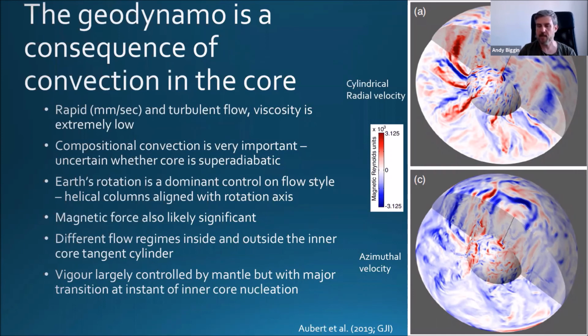Now, we don't get pure radial flow in the outer core because there's other forces at play here, as well as the buoyancy and the viscosity. So Earth's rotation in particular will be extremely important. Magnetic force may also play a lesser role as well.